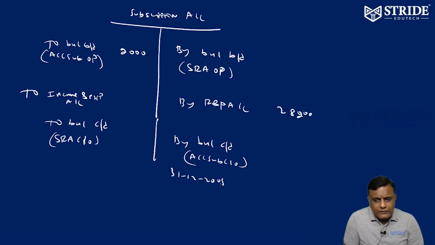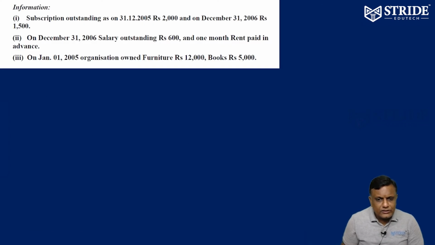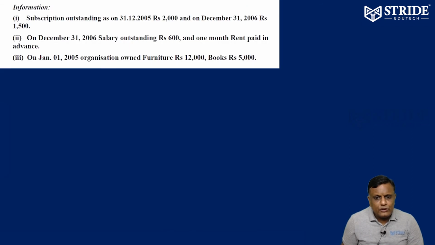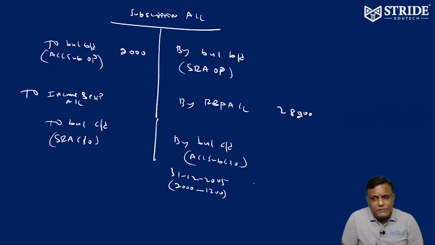31/12/2005 outstanding is 2,000 last year. This year I collected that money, how much? 1,200. Last year's outstanding was 2,000, and now I collected 1,200. Still, how much is pending from last year? It is supposed to be 800 pending. Last year's money is yet to be received. Still 800 is pending.